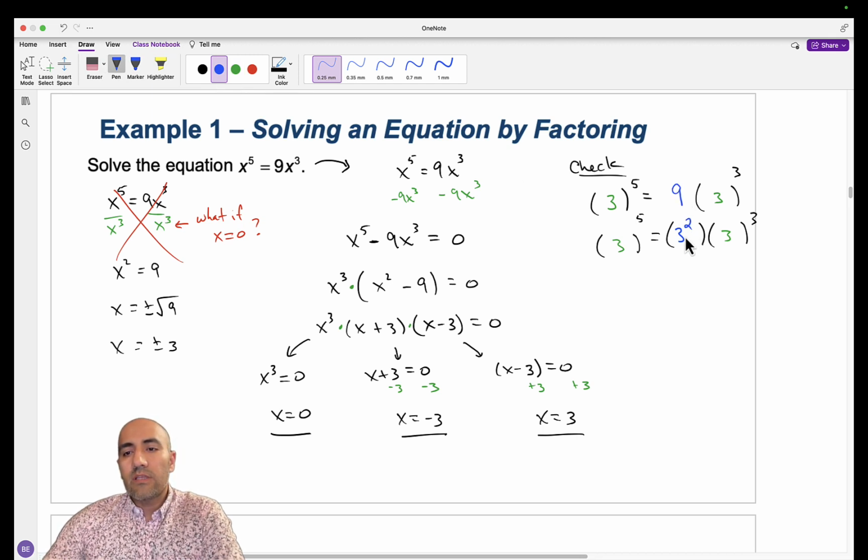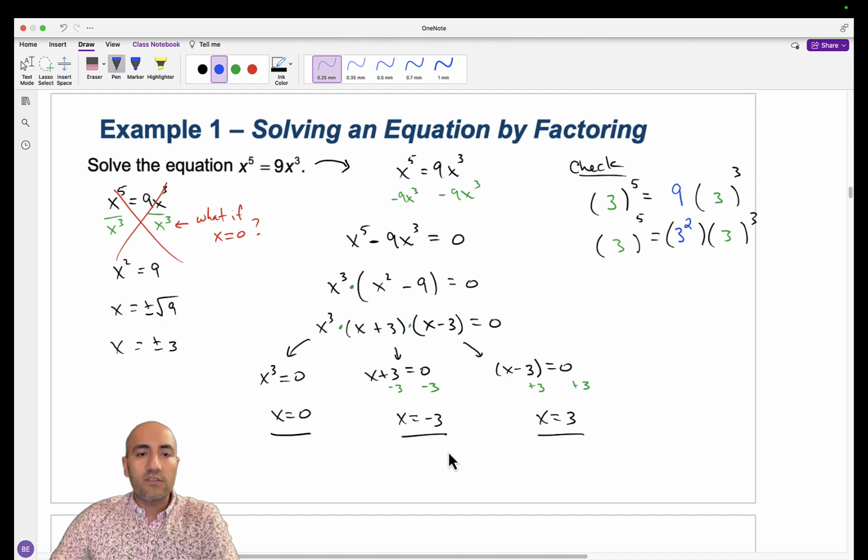Okay, so 9 is really 3 to the second power. So when I multiply these, I really have 3 to the fifth power, 3 to the fifth power. It all works out. So it is true, and the exact same thing is going to happen with negative 3. So all 3 are valid solutions.